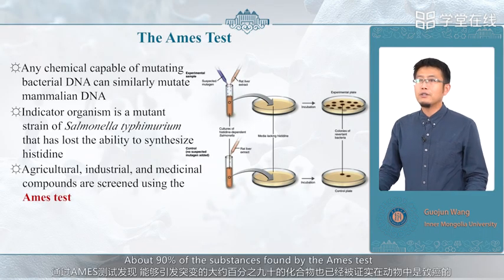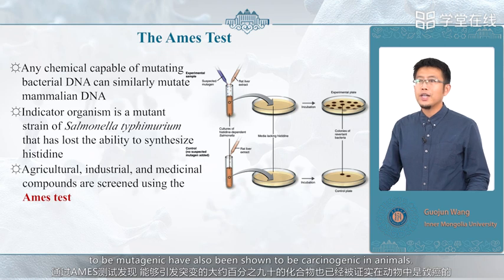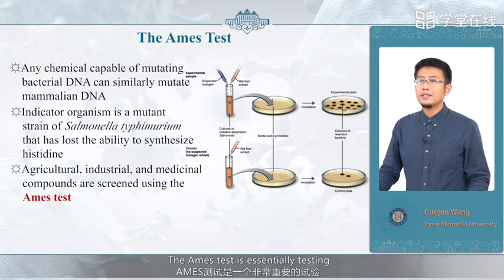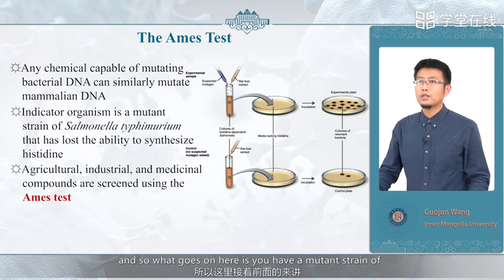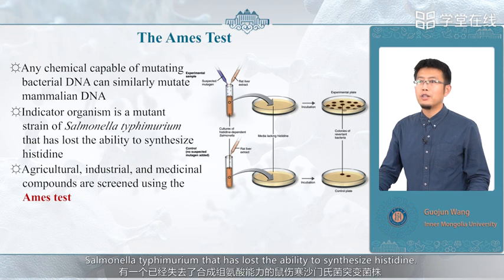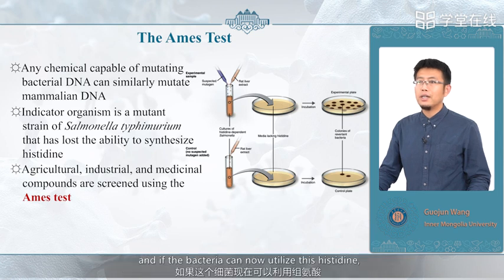About 90% of the substances found by the Ames test to be mutagenic have also been shown to be carcinogenic in animals. The Ames test is essentially testing to see if a chemical can mutate DNA. So what goes on here is you have a mutant strain of Salmonella typhimurium that has lost the ability to synthesize histidine. Then you put it on this chemical, and if the bacteria can now utilize this histidine, that's bad, because basically it has mutated all these bacteria to use histidine.